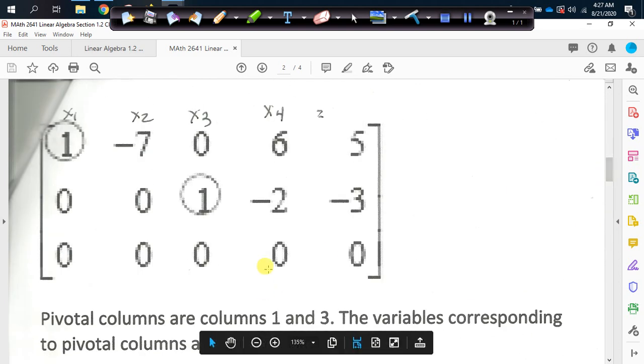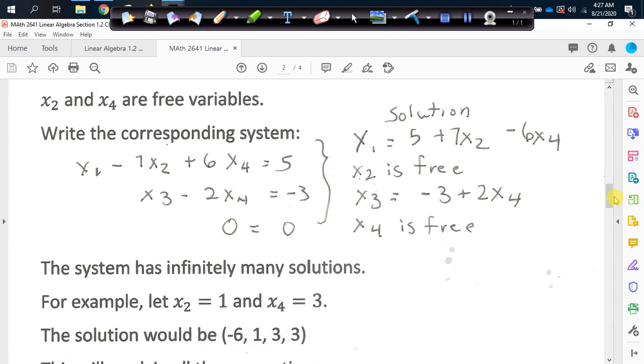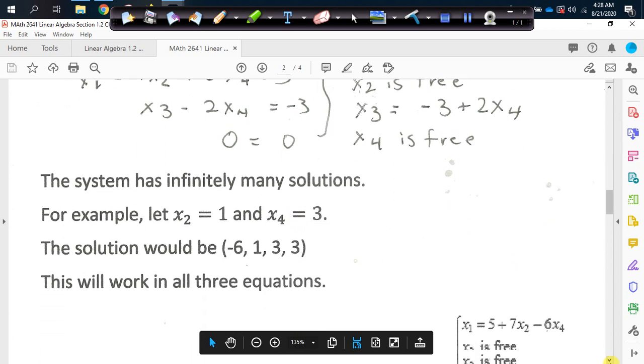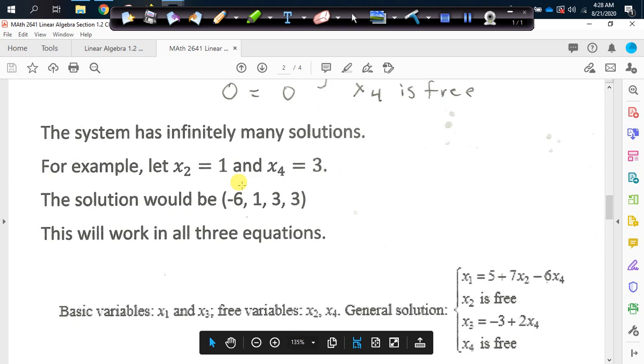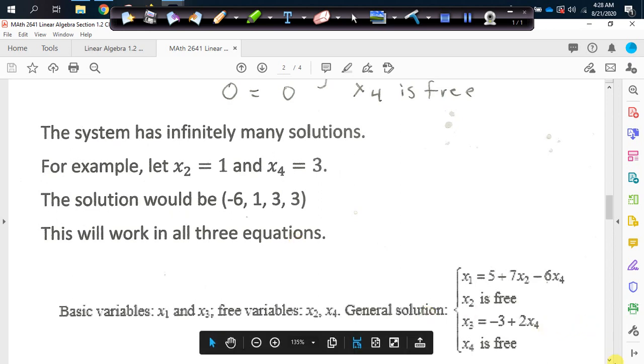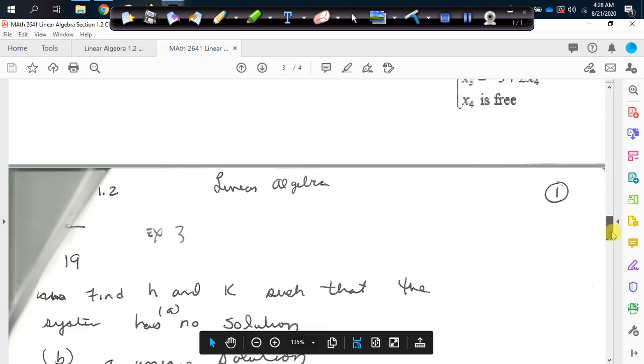Although I guess it's possible to have a row of zeros and this not be true. But because I have some free variables, the system has infinitely many solutions. So I could let x2 and x4, the free variables, be anything I want. For example, if I let x2 be 1 and x4 be 3, the solution would be this ordered quadruple. And this will work in all three equations. So to write it out, you just write out the general solution like we talked about before.